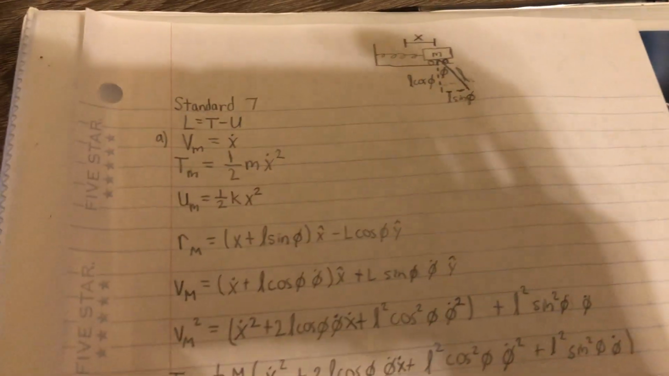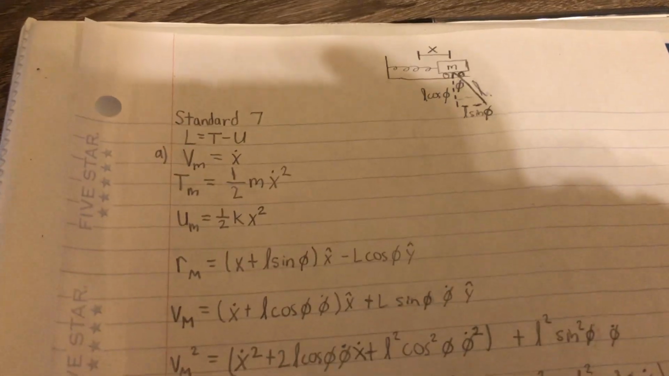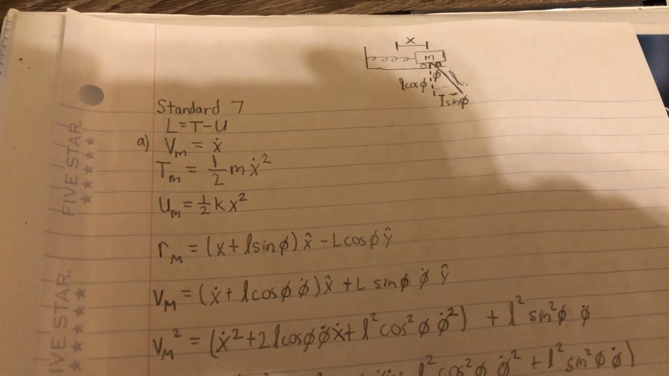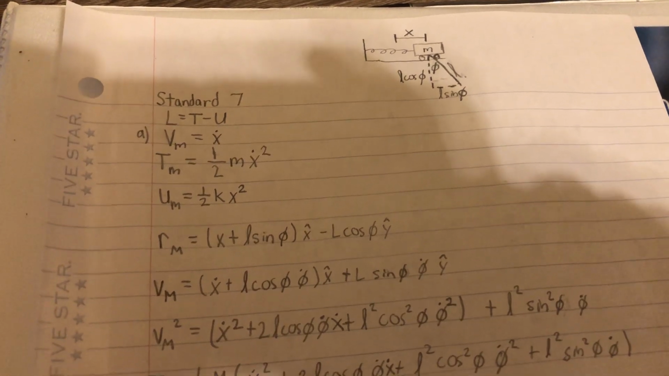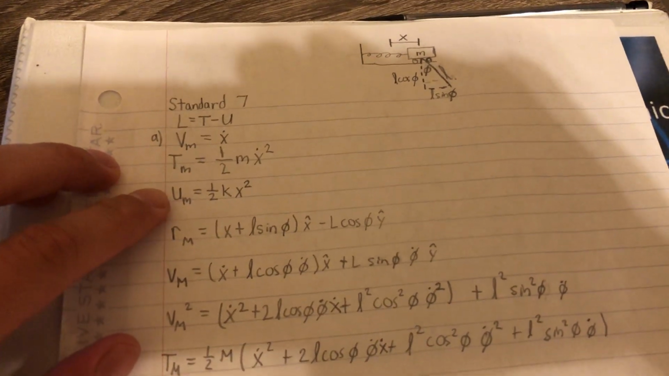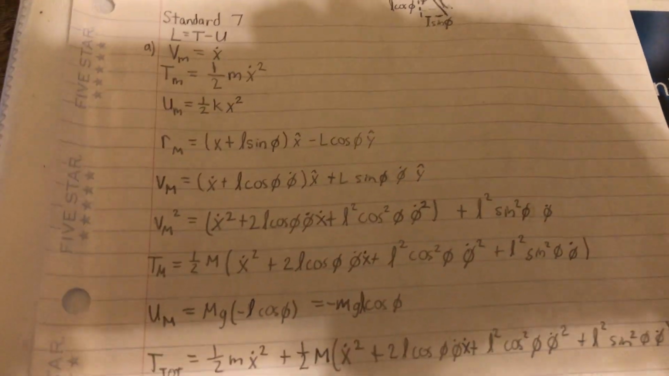So I wrote the diagram at the top, and then we know the velocity of the cart is just x dot, and the kinetic energy is just 1/2 m x dot squared. The potential energy of the spring is just 1/2 k x squared.